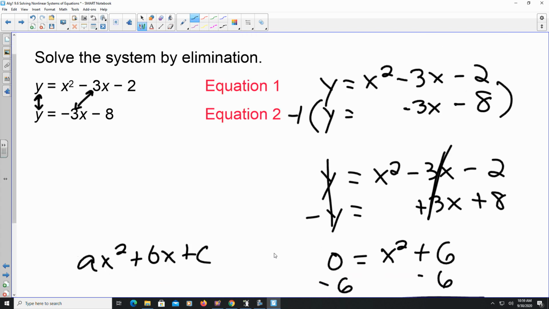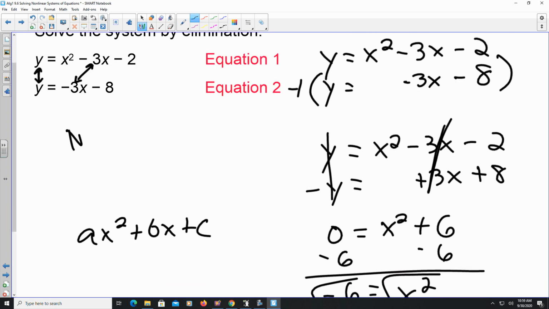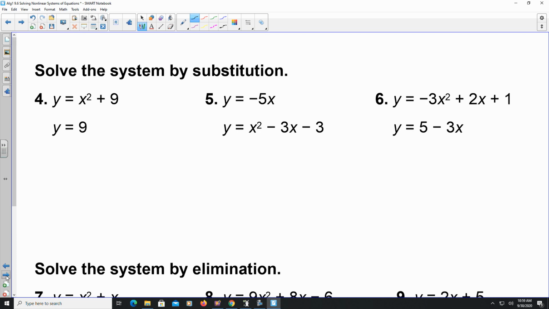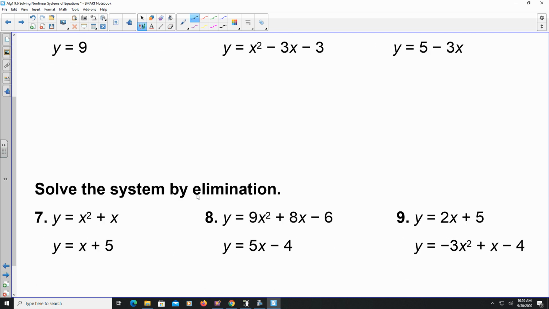So this is a scenario where there is no solution, which means that I have two graphs, but they don't intersect. They maybe look something like this. Or I have this parabola here and this line goes here, and they don't touch.